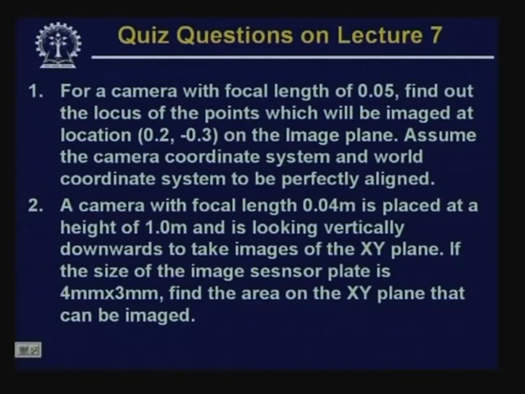The second question: a camera with focal length of 0.04 meter is placed at a height of 1 meter and is looking vertically downwards to take an image of the XY plane. If the size of the image sensor plate is 4 millimeter by 3 millimeter, find the area on the XY plane that can be imaged.